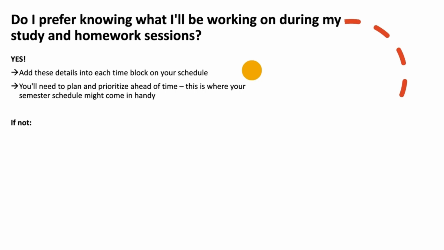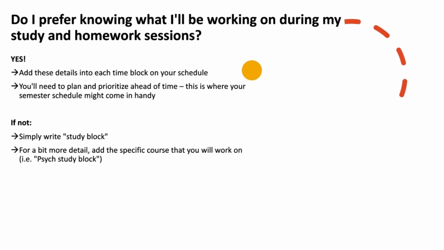If you don't really want to know or need to know what you'll be working on during your sessions, you can simply write study block in your schedule, like we saw in the example at the beginning. Or if you want a little bit more detail, you can add the specific course that you'll be working on and not necessarily the specific thing you'll be working on for that course. So you can write psych study block or simply just study block, depending on what you prefer.